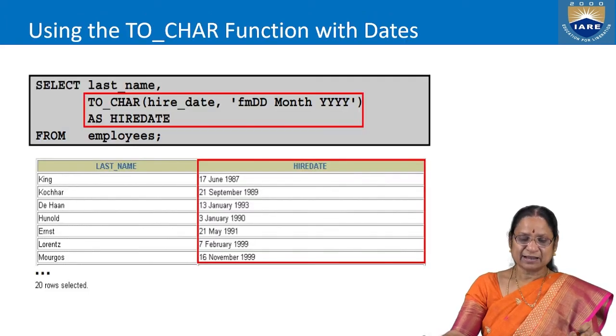You observe: select last_name, TO_CHAR of hire_date. We are giving the format also, 'fmDD Month YYYY'. That means we are converting our hire date into this format.